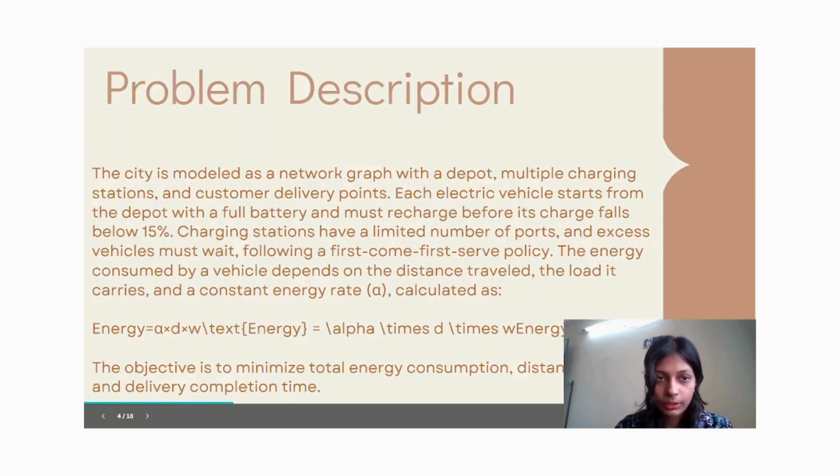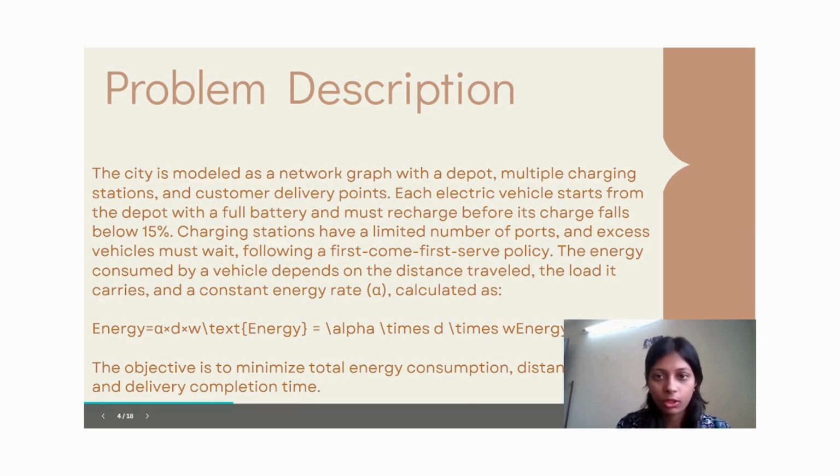So let's understand the problem description. We understand what EVRP is, and now let's come to the problem statement. Imagine the city as a network graph consisting of a central depot, customer locations, and charging stations. Every EV starts fully charged and before its battery drops below 15%, it must recharge. But charging stations have limited ports, so vehicles may need to wait in a queue. Also, the energy consumed depends on how far the vehicle travels and the load it carries, using a constant energy rate alpha, calculated with the formula energy equals alpha multiplied by distance multiplied by weight. What is our ultimate aim? To minimize energy use, total distance, and total delivery time.